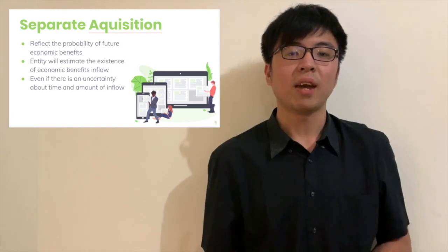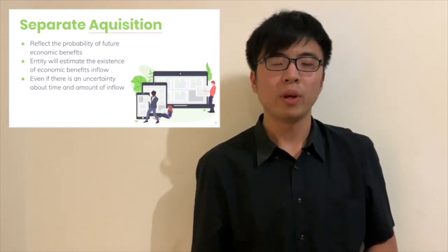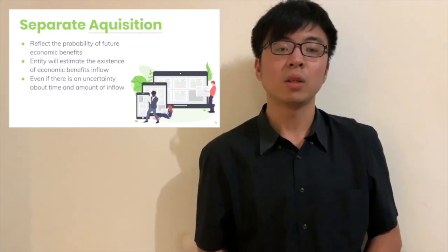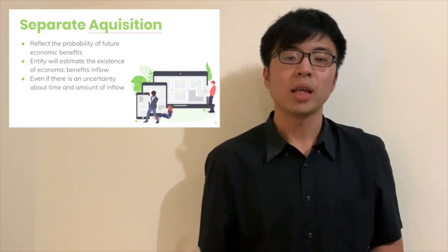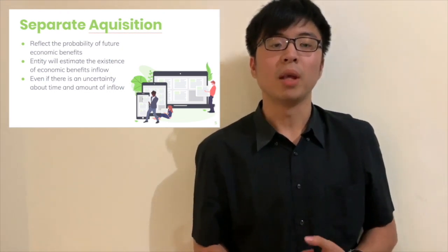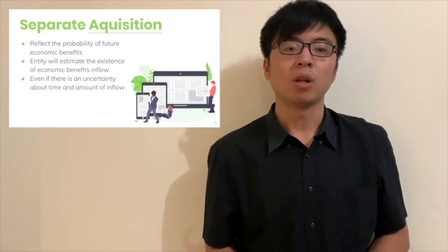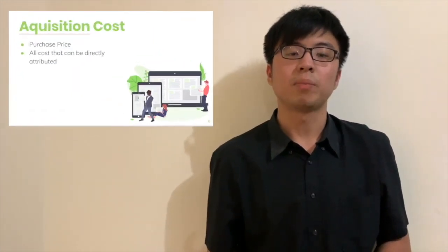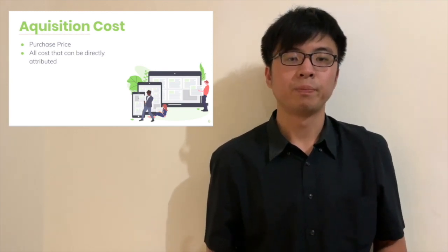Normally, the price that has to be paid by the entities for the separate acquisition of intangible assets will reflect the probability of future economic benefits of the assets that will be obtained by the entities. In other words, the entities will estimate the existence of economic benefit inflow, even if there is an uncertainty about the time and the amount of those inflows. In addition, the cost of intangible assets that is separately obtained usually can be reliably measured.